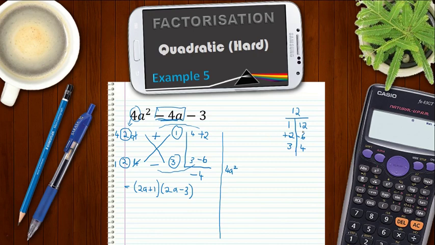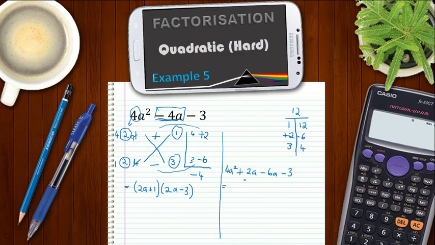Now, one thing I need to focus on, I can now decide if I want to write minus 6a plus 2a or the other way around. So I'm going to put the 2 with the 4 and the 6 with the 3, because they have the same main factor. So we say plus 2a minus 6a minus 3. So as you can see, we just broke this up now into this.